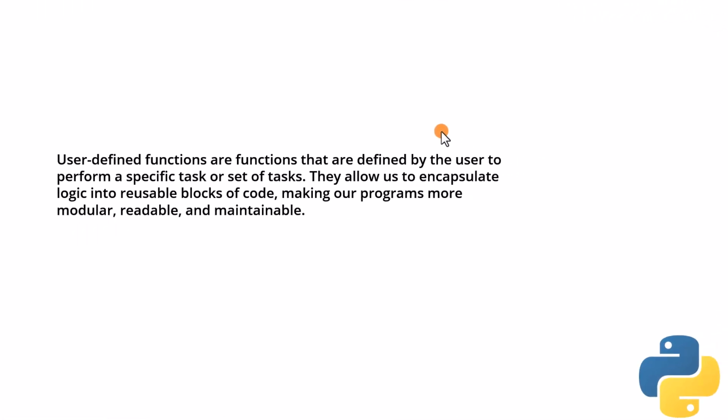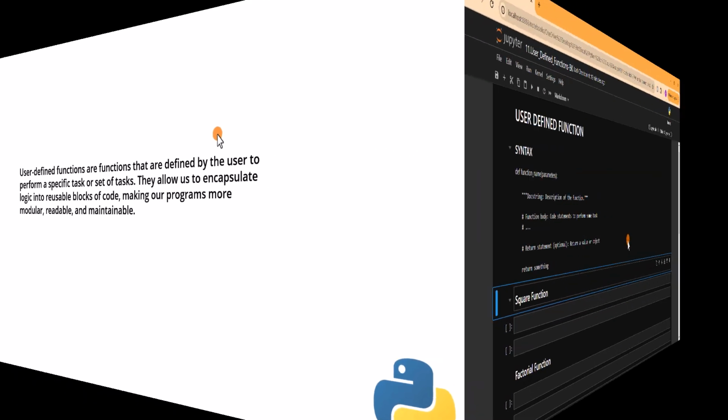User-defined functions are functions that are defined by the user to perform a specific task or set of tasks. They allow us to encapsulate logic into reusable blocks of code, making our programs more modular, reusable, readable, and also maintainable. By defining functions, we can break down our complex problem into smaller, more manageable parts and then solve each part independently of the other. Let's go to our Jupyter notebook to explore some examples of user-defined functions in Python.